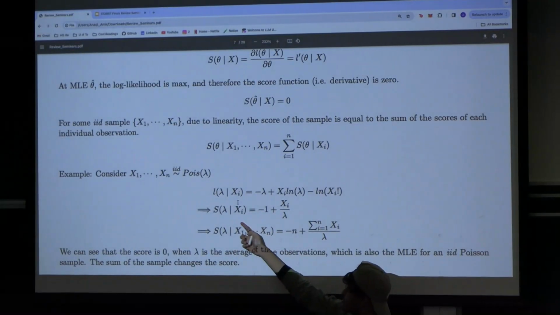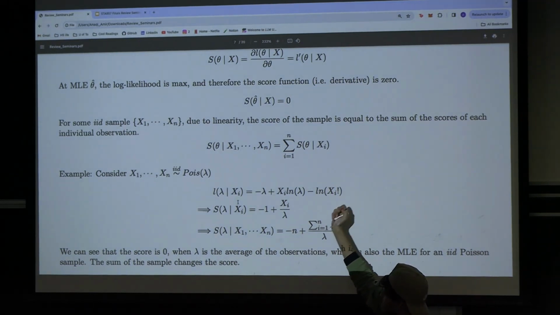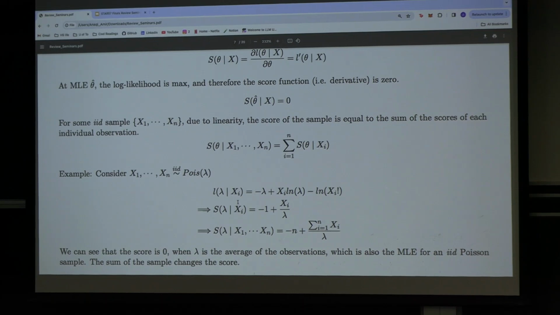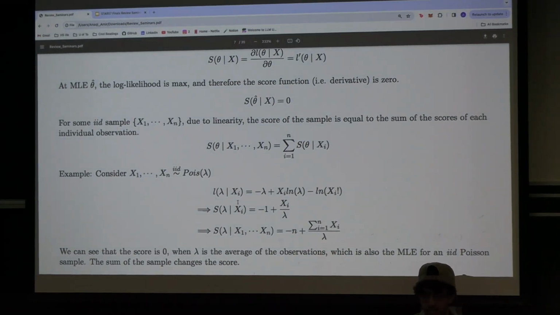So if you derive this with respect to lambda, which is our parameter in this case, this becomes minus 1. There's no lambda term here, so this is 0. And then the ln lambda becomes 1 over lambda. Now, the theorem says that if it's true for 1, then for the sample, it's just the entire sum. So I just have to multiply this by n, which gives me this. Well, actually, not multiply by n. It's the sum for the score of every xi. So I have to take the sum of all possible xi's, right?